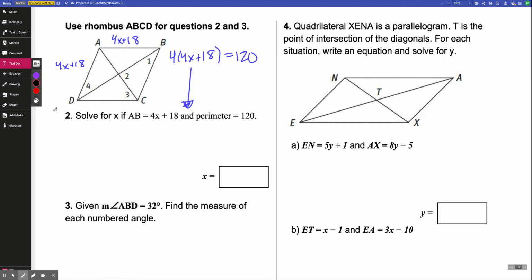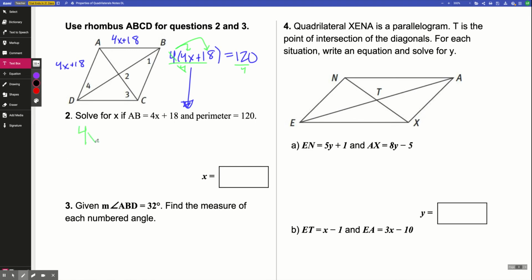What I think I'm going to do is actually, what you can do is you could distribute the 4 into these parentheses, but what I think I'm going to do actually is divide both sides by 4 so that this will cancel out, just so that I don't have to deal with it anymore.